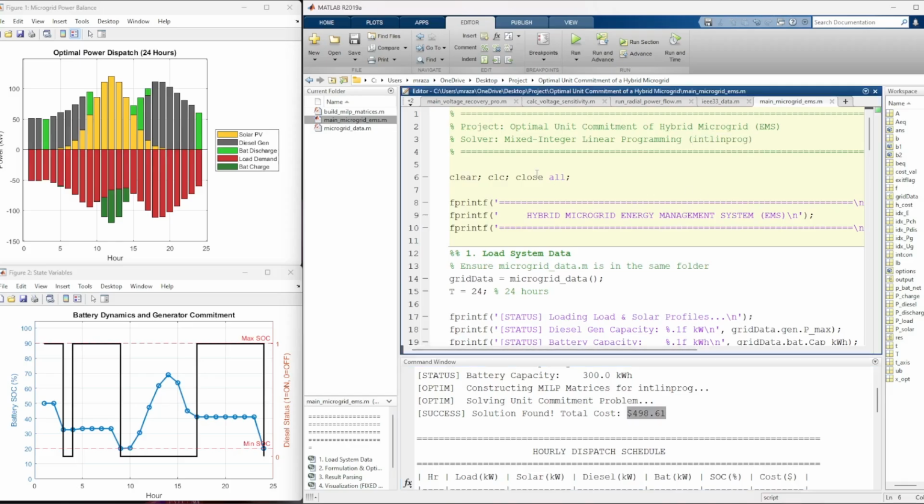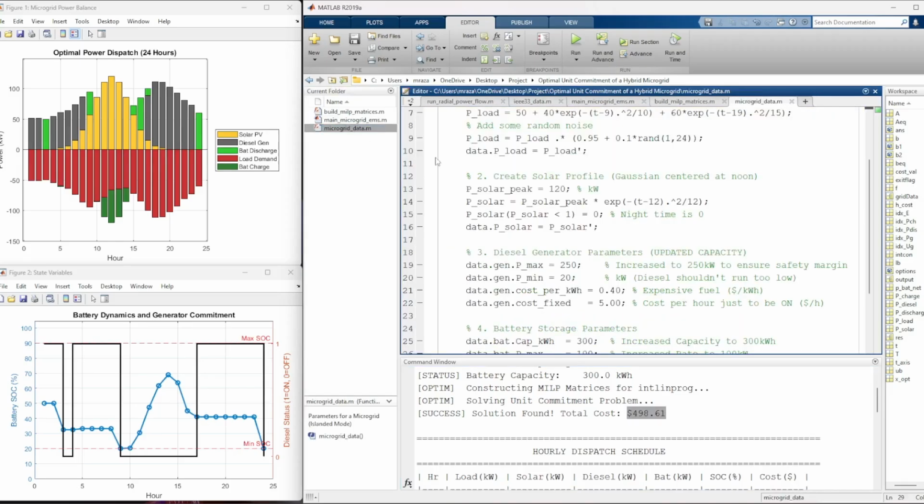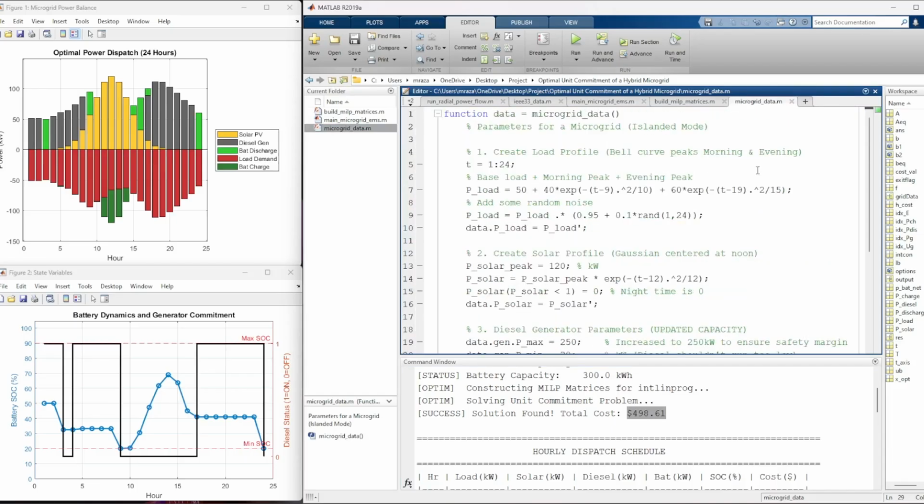And now let me explain the MATLAB script file. So this is the MATLAB script file. Here at the start, the time period of 24 hours is mentioned, and then base load plus morning peak plus evening peak. So we have a base load, we have a peak in the morning, and we have a peak of load in the evening. So that's how this curve is created, and some noise is added there.